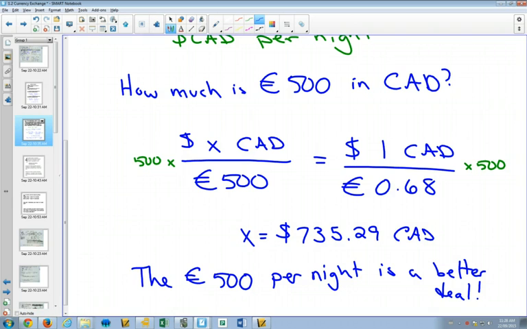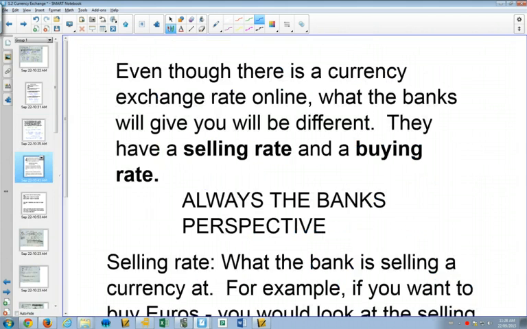Now, what you'll find though is if you buy something online, even though you know the exchange rate, for example, 75 cents to $1 for Canada to US, when you actually buy it online, maybe you pay with PayPal and your PayPal goes to your bank account, what the bank does is they charge you a different amount than the exchange rate, because the banks will always make money on exchange rates. So they have a buying rate and a selling rate.